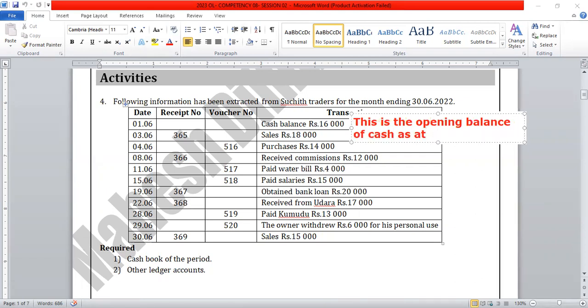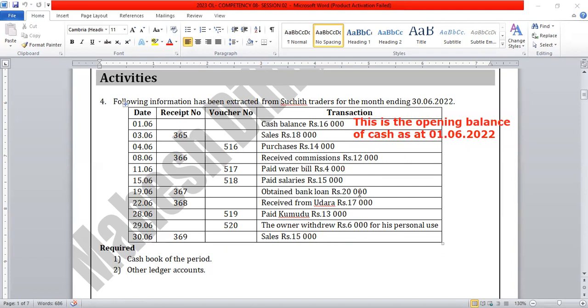As at 1st of June 2022. In front of this 16,000, it is the balance brought forward. Okay, have you written this? This is the opening balance of the cash as at 1st June 2022.